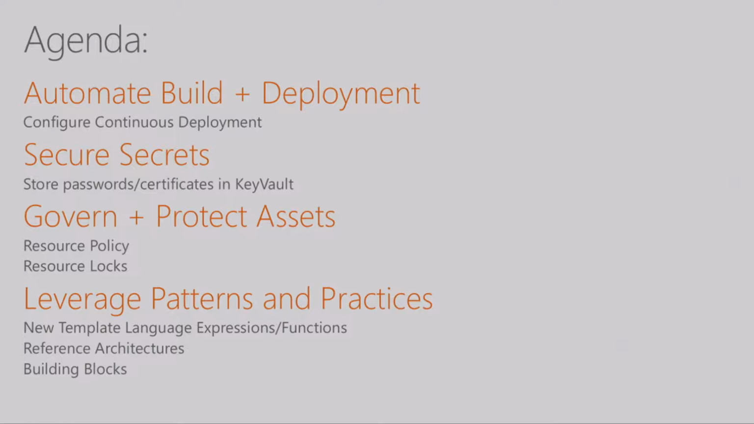If we go through the agenda and it doesn't sound interesting, feel free to go catch another session. It won't offend me. I want you to get the most out of your Ignite this year. So we're going to talk about how you can automate build and deployment of your ARM templates so that as people check in code, it flows seamlessly into production environments. And so we'll configure continuous deployment using GitHub, Visual Studio Team Services, and ARM templates.